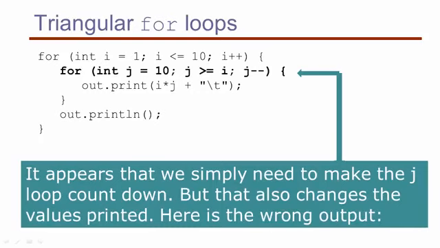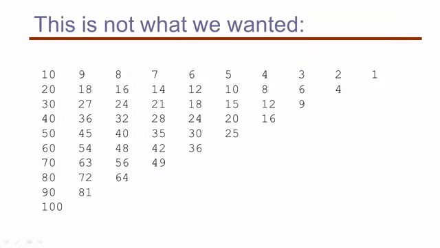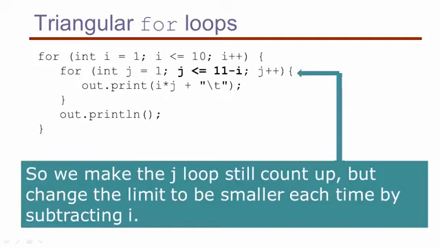So we get the correct iteration space, but not the correct values, as can be seen in this slide. There are a couple of ways to fix this so that we keep the same iteration space but get the correct values of the multiplication table. One way to fix this is to change the j loop back into a loop that counts up from 1.